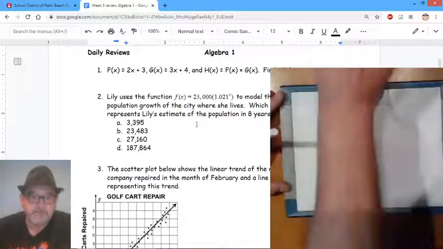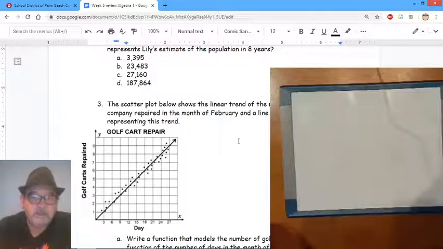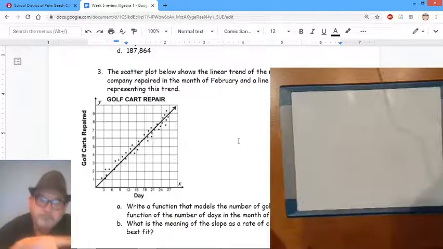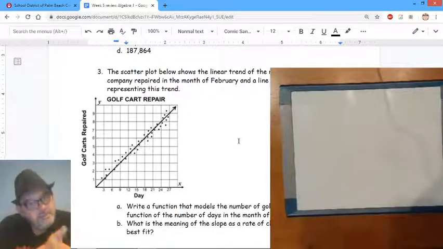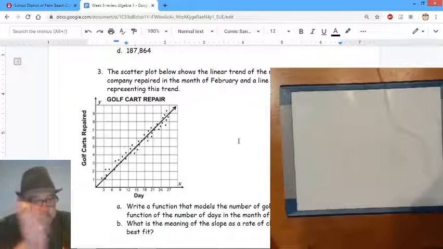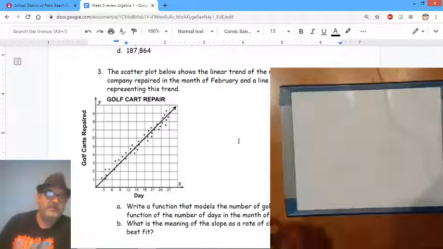All right, real simple. The scatter plot below shows a linear trend. Obviously, it's a straight line. Golf carts a company repaired in February, and the line of best fit. So, guys, remember, line of best fit, when you have dots like that, you want to try to get the line in the center of that cluster of dots, which is what they did here on this graph. Write a function that models the number of golf carts repaired.